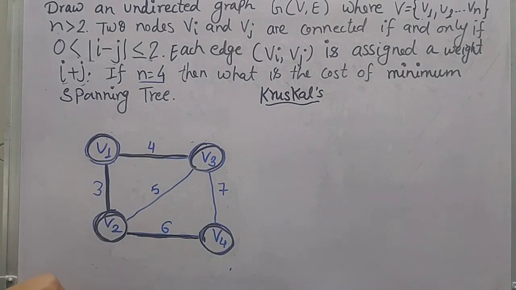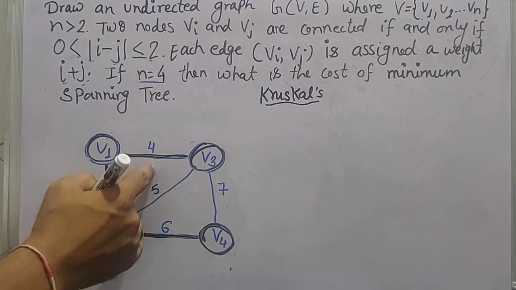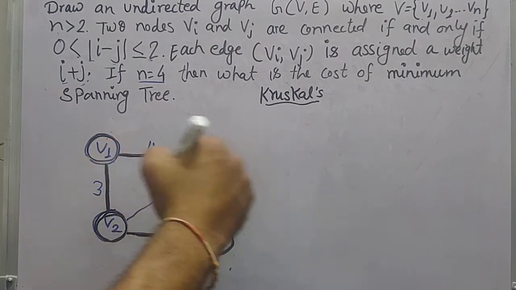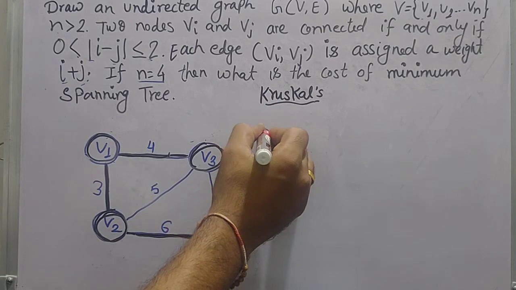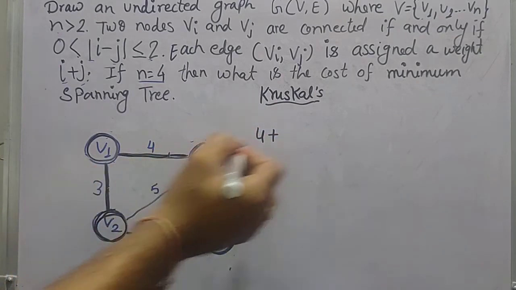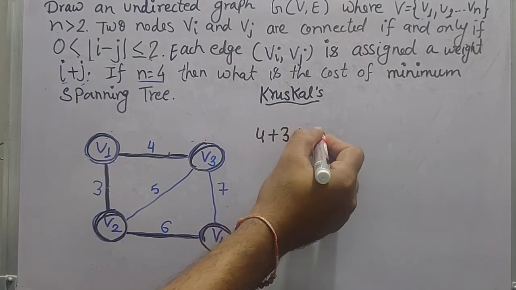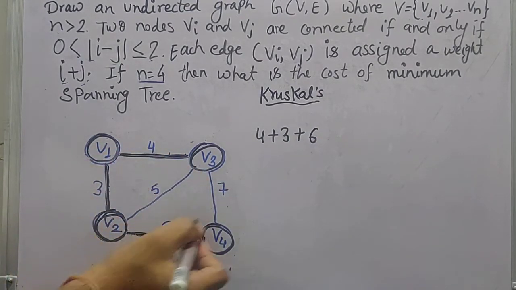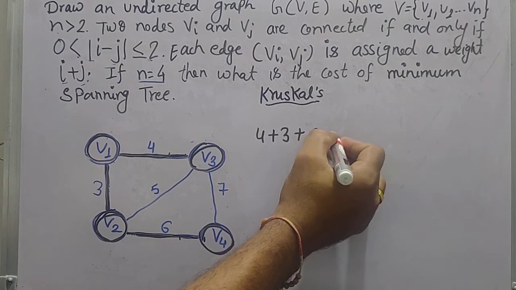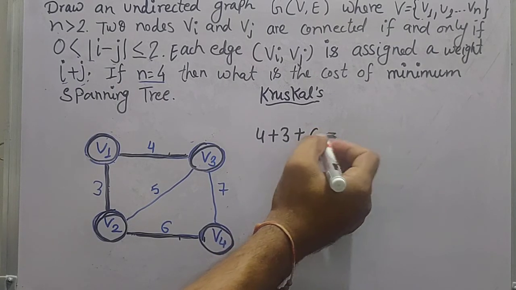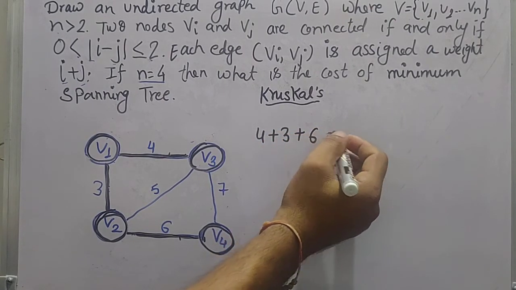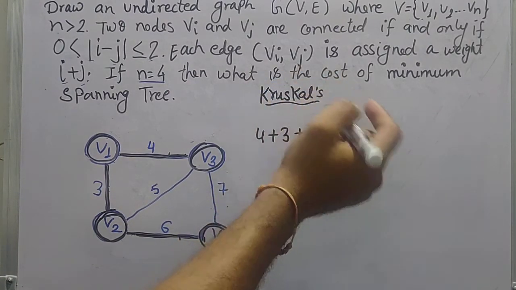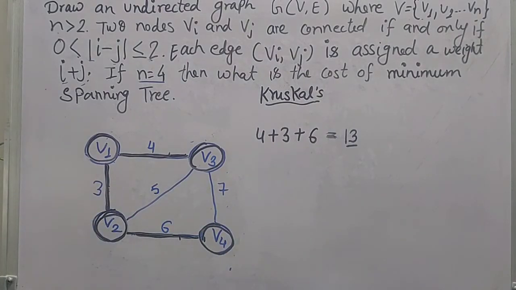Okay. Now what is the cost of this one? The cost is the sum of all the edges. So the sum of all the edges here is 4 plus 3 plus 6. Only 3 edges I have in my minimum spanning tree. So if you perform the addition, you will get 4 plus 3 as 7, plus 6 as 13. So 13 will be the cost of the minimum spanning tree for this question.